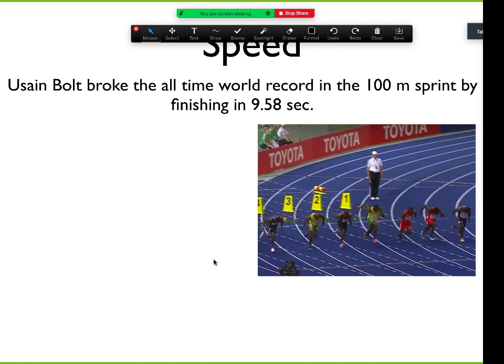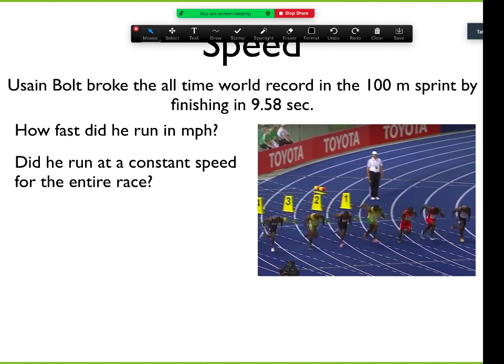Okay, so let's flesh this out here. Let's go back to Usain and talk about speed. And we said that Usain, let's see. We're gonna skip. Okay, yeah. So he broke the all-time record in the 100 by finishing in 9.58 seconds. So how fast did he run in miles per hour? We're gonna skip over that. Did he run at a constant speed for the entire race? Yes or no?